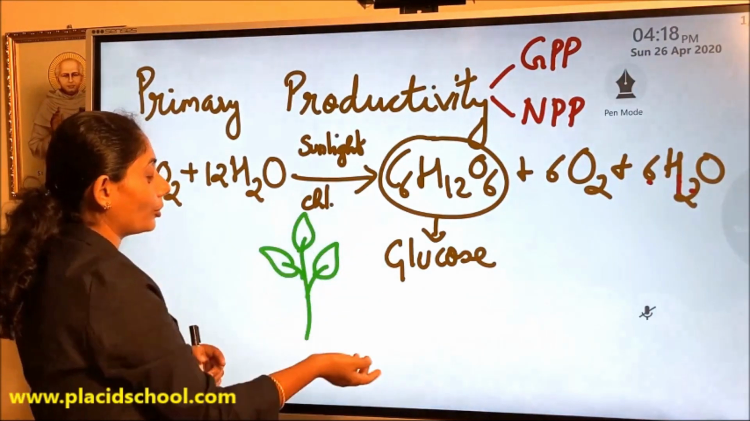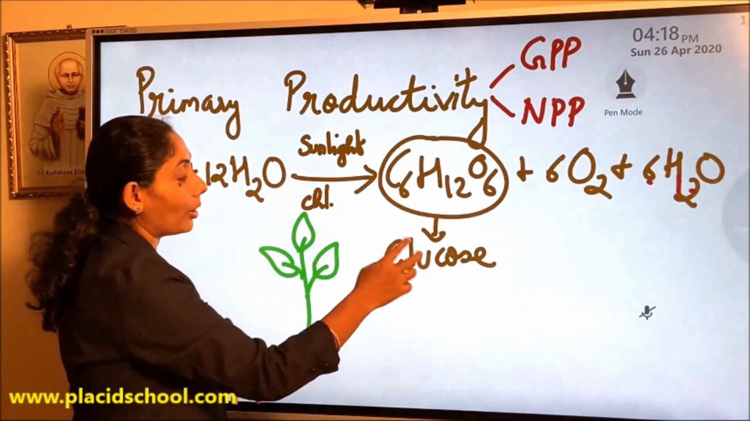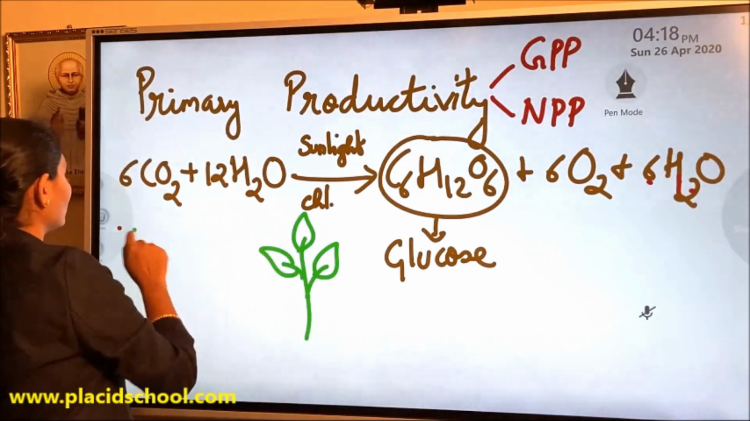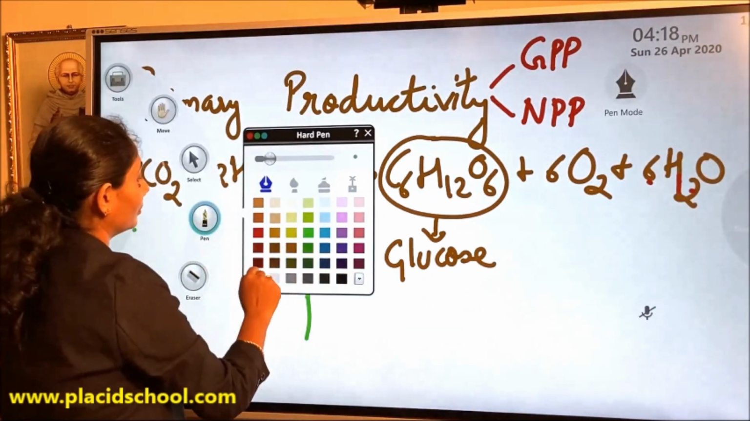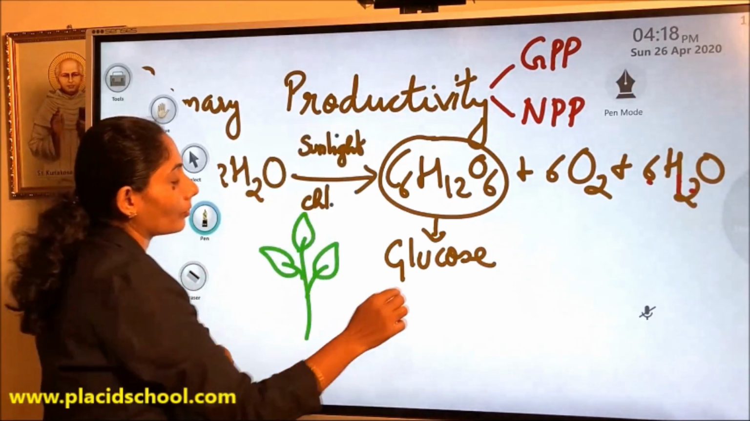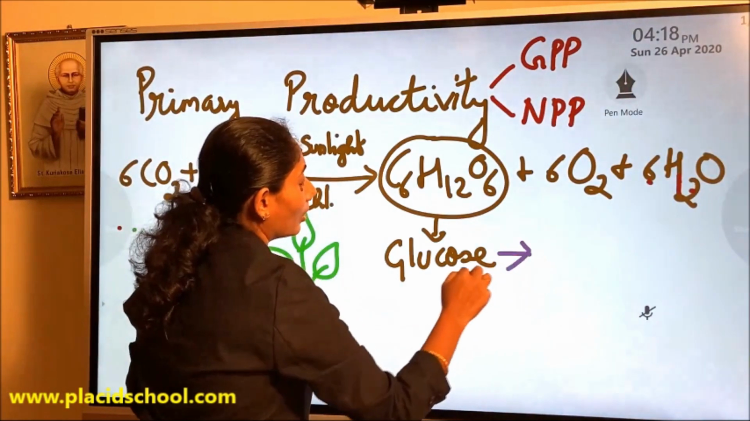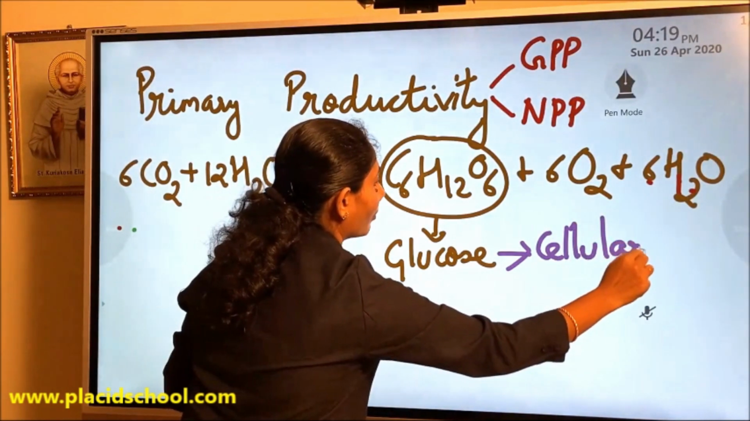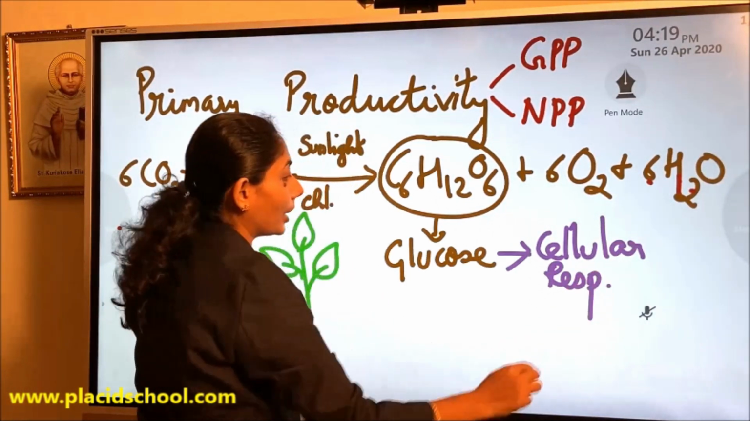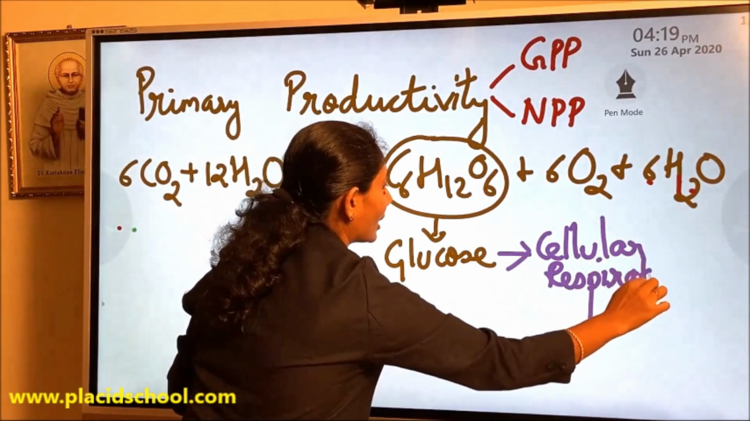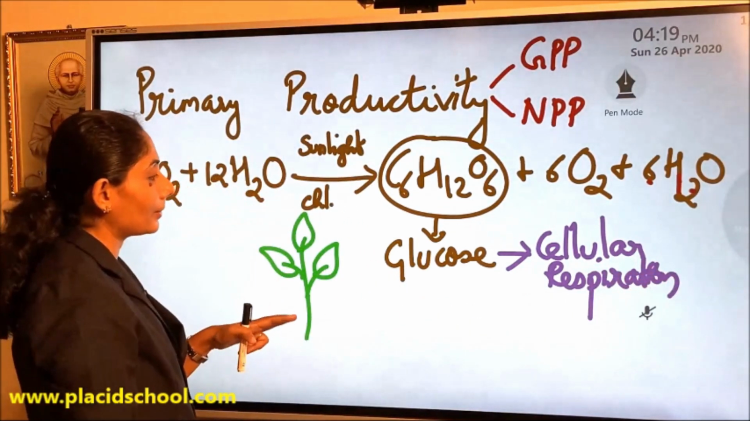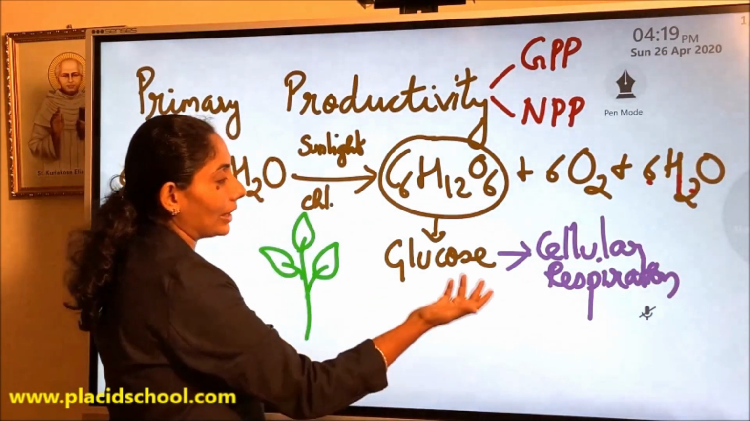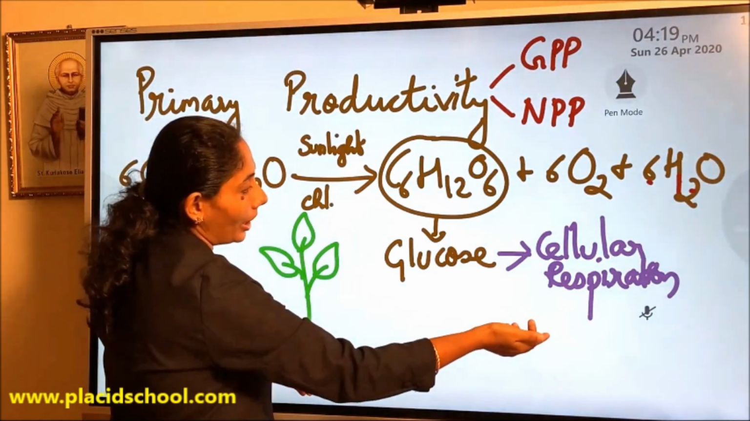Right now this plant is doing photosynthesis, preparing glucose. So it has prepared a lot of glucose. Now what is the fate of this glucose? Some amount of glucose will be used for cellular respiration. That is, this glucose will be broken down by the plants to carry out their activities. Through cellular respiration, they will get energy to carry out their functions.